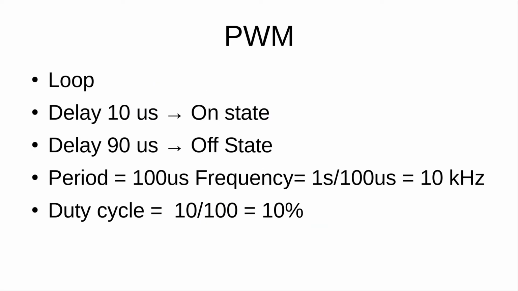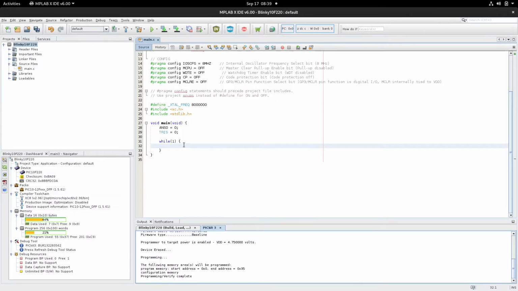So let's try to generate a sample PWM signal. The target period that we have will be 100 microseconds, and our frequency will be 10 kilohertz, and we are aiming for 10% duty cycle. To achieve that, we need to spend 10 microseconds on the on state, and we need to spend 90 microseconds on the off state. So let's jump into the code and see how we can do that.